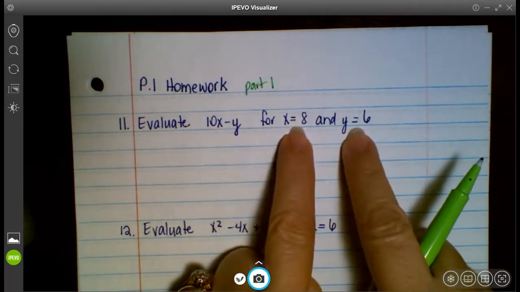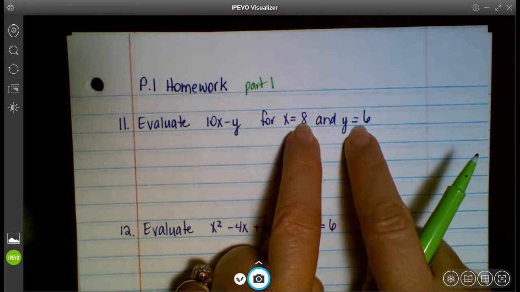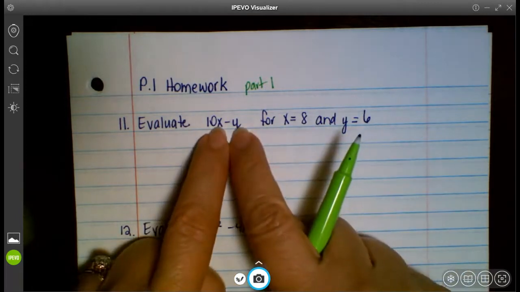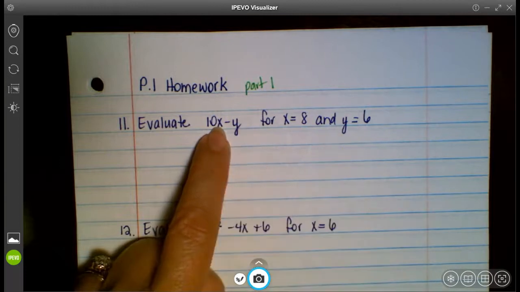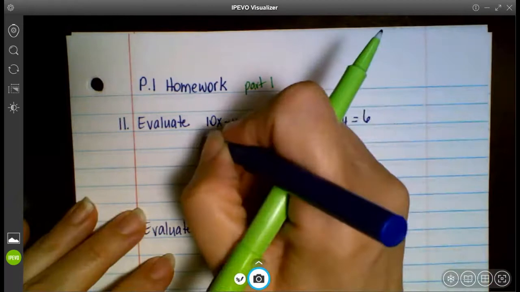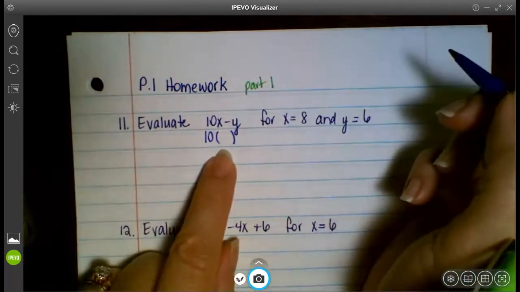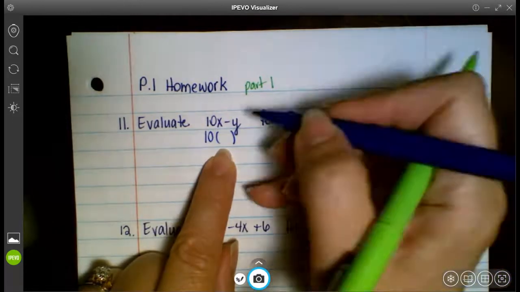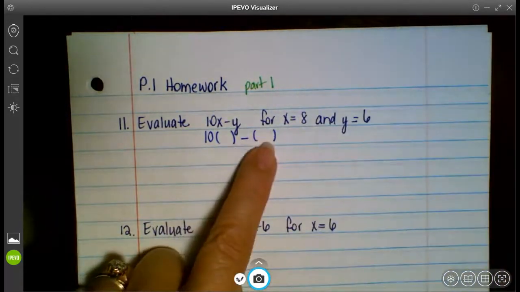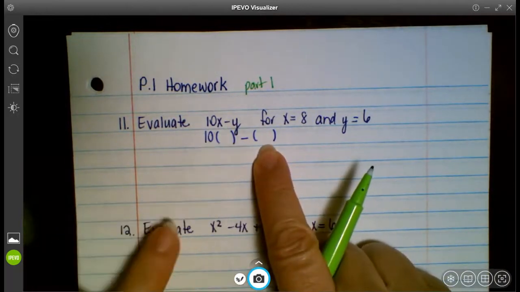This tells me that x has a value of 8, y has a value of 6, and I have to take these two numbers and substitute them in for the x and the y. So we have 10 times x, and I'm going to put an empty parenthesis there to hold the spot for that variable, minus y. I put an empty parenthesis there to hold the spot for the variable y.